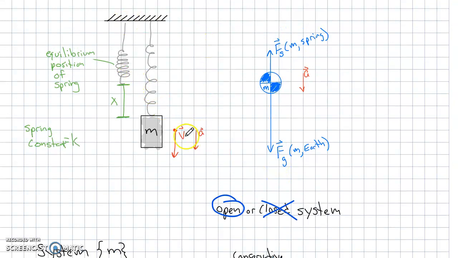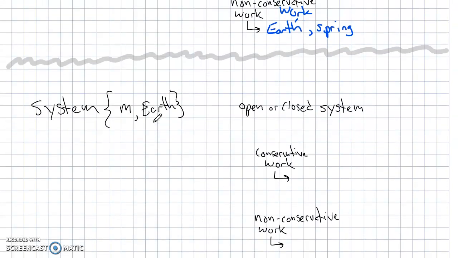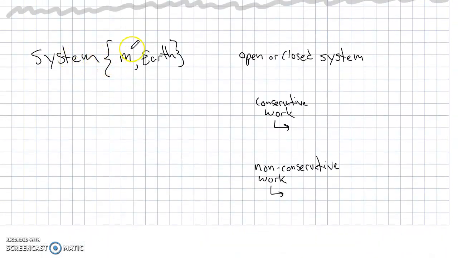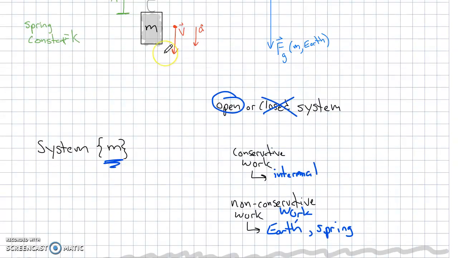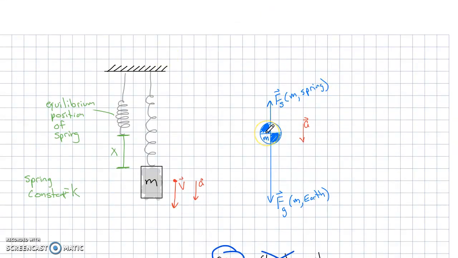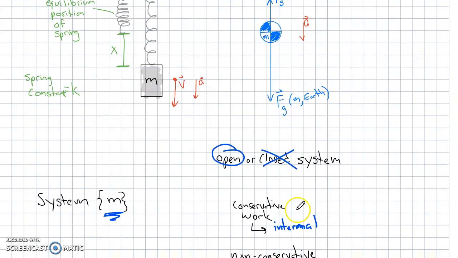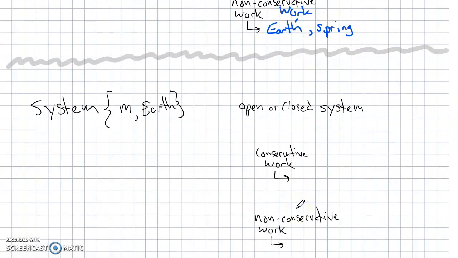Now let's consider the same exact situation, but this time let's define our system as the mass and the Earth. So let's go back and rethink our free body diagram. If the mass and Earth are part of our system, then this force right here, the force of gravity, is in fact an internal force. So that is going to do conservative work. So conservative work is done by the Earth.